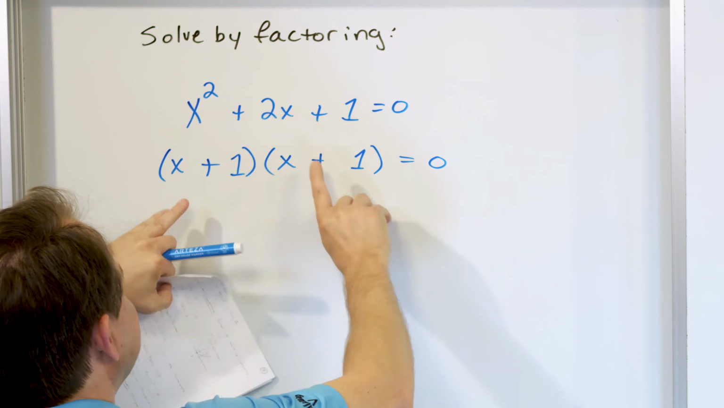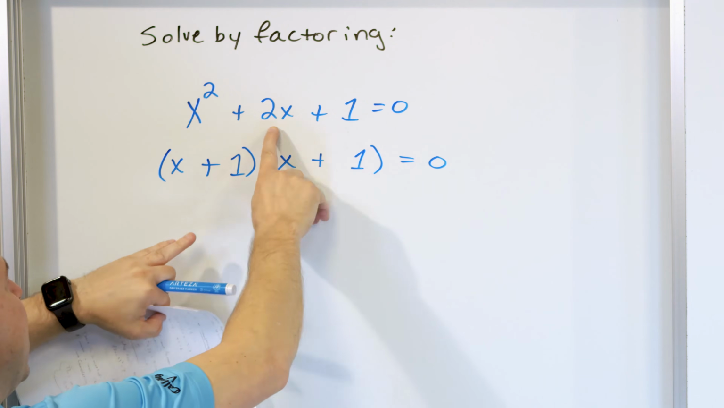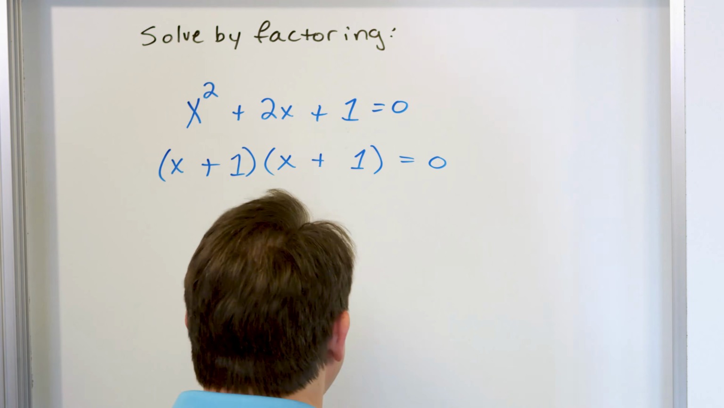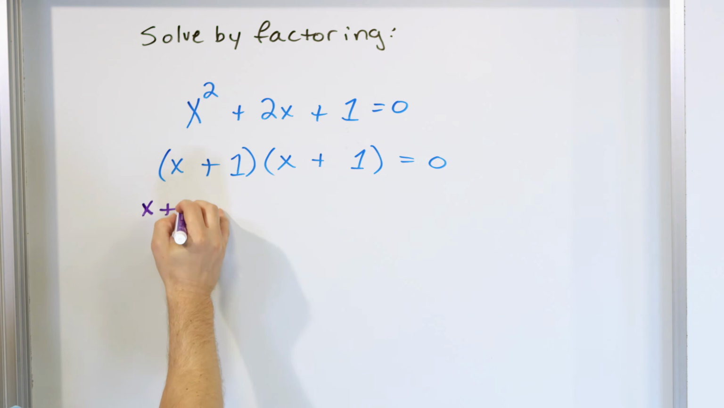So we've learned how to do this before because you can multiply it out. This is going to give you 1x, this is going to give you 1x, and you add them together to get 2x. The last terms multiply to give you 1. The first terms multiply to give you the x squared. So this is the factorable form, and you learn that to solve this, you just say x plus 1.